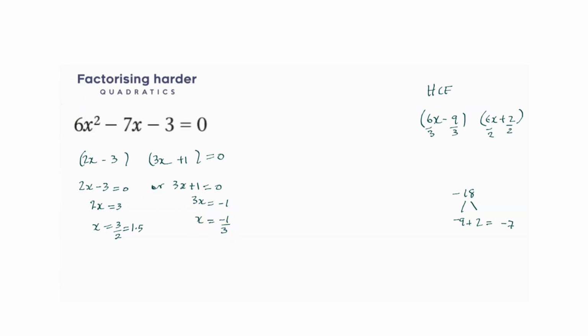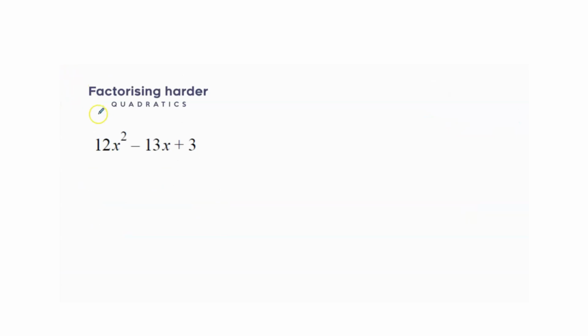Let us look at another example. Here we have 12x squared minus 13x plus 3 equals 0. We're going to use the highest common factor method as well. We write HCF here so you can recall that. So we put 12x here and 12x here.